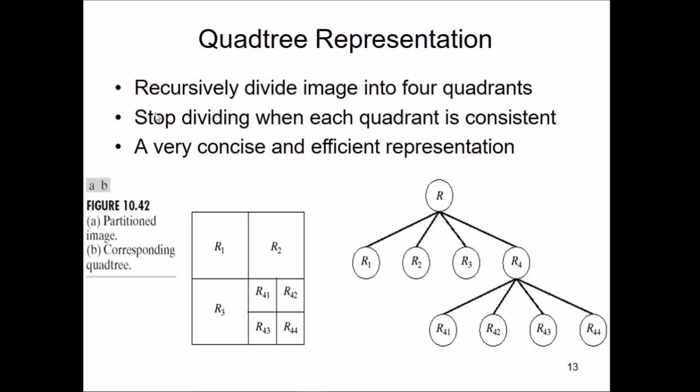One more option is the quadtree representation. Quad means 4. So quadtree representation is recursively dividing the image into 4 quadrants. These are the 4 quadrants, and we stop dividing when each quadrant is consistent. If this is consistent, we don't divide further. If, say, this R41 is not consistent, we divide it into 4. Again, if this is not consistent, we divide it into 4, and we go on like this. This is a very concise and efficient representation, specifically used for searching purposes. So this is the partitioned image, and this is the corresponding quadtree of this partitioned image.